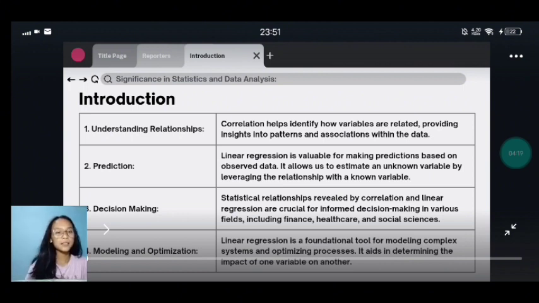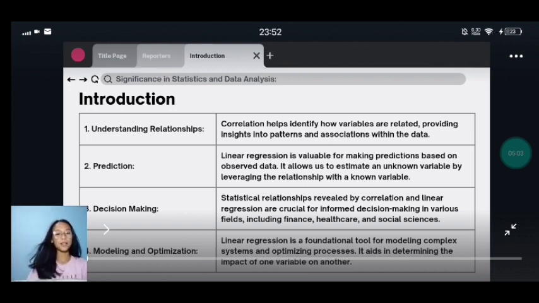Next slide would be its significance in statistics and data analysis. First is understanding relationships. Correlation helps identify how variables are related, providing insights into patterns and associations within the data. Number 2 is prediction. Linear regression is valuable for making predictions based on observed data. It allows us to estimate an unknown variable by leveraging the relationship with a known variable. 3 is decision making. Statistical relationships revealed by correlation and linear regression are crucial for informed decision making in various fields, including finance, healthcare, and social sciences.